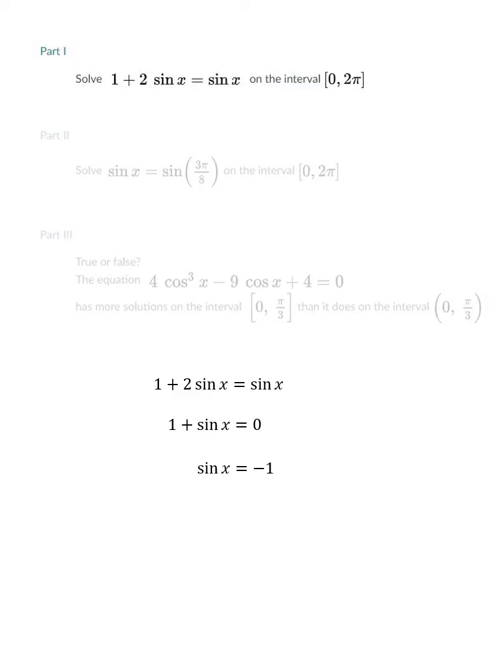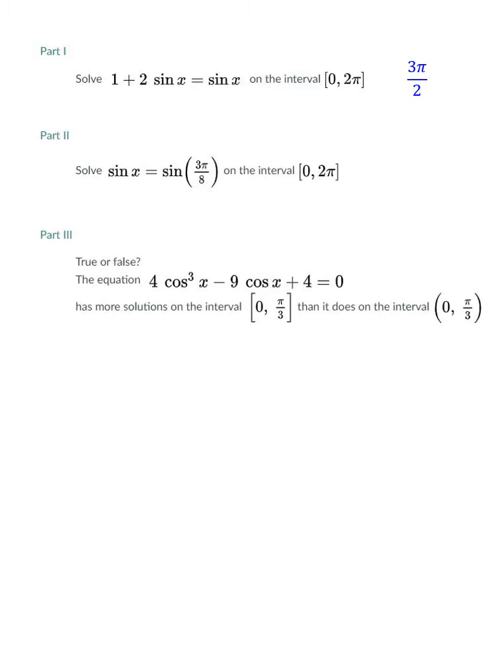Since the problem is only asking me for solutions between 0 and 2 pi, it's simple enough, based on my knowledge of the unit circle, that the sine of 3 pi over 2 is the only thing, in that interval anyways, whose sine is -1, thus completing the first problem.